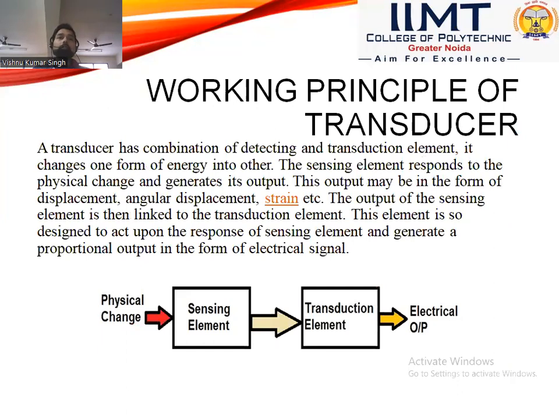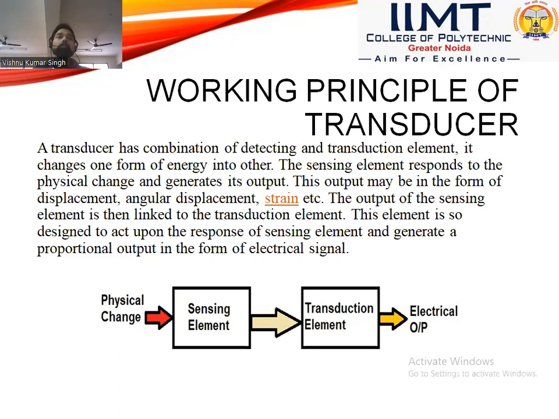Now let us see the working principle of a transducer. A transducer has combination of detecting and transduction element. It changes one form of energy into another. The sensing element responds to the physical change and generates its output. This output may be in the form of displacement, angular displacement, strain, etc.